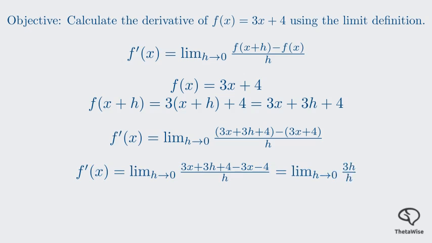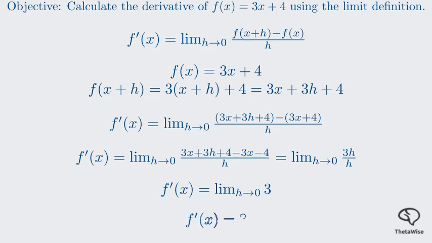Now we can cancel the h in the numerator and denominator. This leaves us with the limit as h approaches 0 of 3. The limit of a constant is just the constant itself. So the derivative of 3x plus 4 is 3. This result makes perfect sense. The function f of x equals 3x plus 4 is a straight line with a slope of 3. The derivative, which represents the slope of the tangent line, should be 3 everywhere on the line. We have successfully calculated the derivative of a linear function using the limit definition.